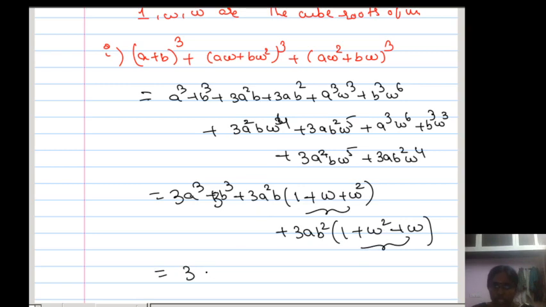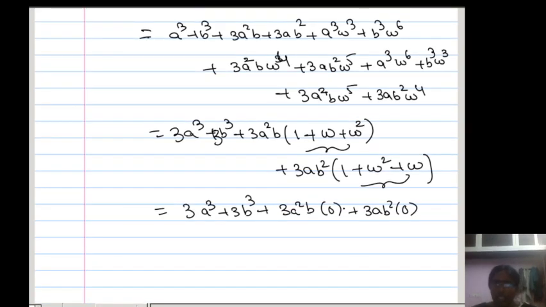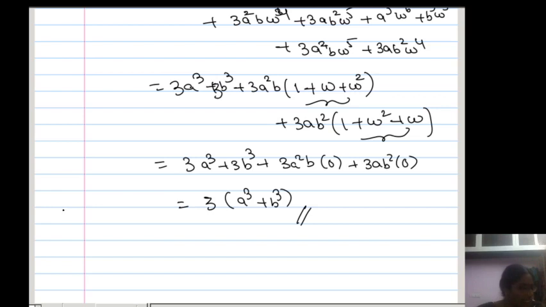So the final answer is 3a cube plus 3b cube plus 3a square b into 0 plus 3ab square into 0. So finally we got this is 0. So we can write 3 into a cube plus b cube. This is the answer. So just simplify by using these things. So you can do the second problem also, a plus 2b whole square. So this is using that.